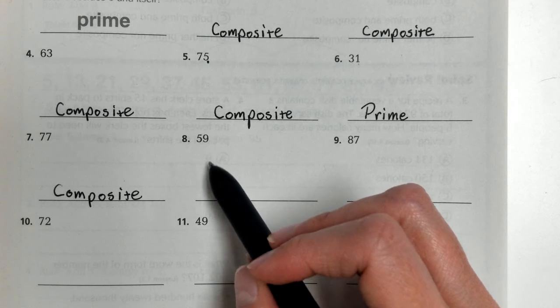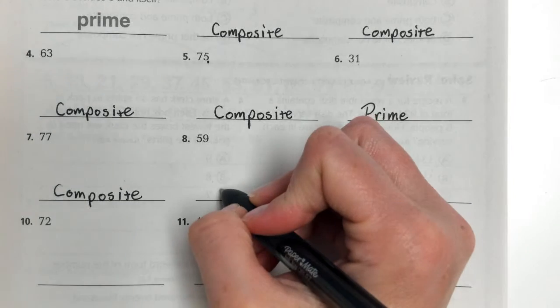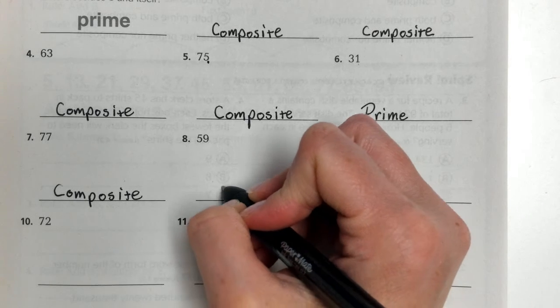Okay, it is not. Is 59 divisible by 3? It is not. Is 59 divisible by 5? It is not. Is 59 divisible by 6? All right, it is not. Is 59 divisible by 9? No. And then I'm going to check 7. The way I'm going to check 7 is I'm going to say 7 times 8 is 56, 7 times 9 is 63. So 59 is not. So 59 is what? It is a prime number.